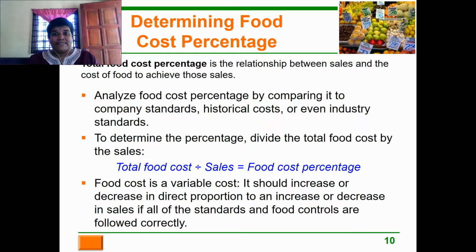So food cost percentage is the relationship between sales and the cost of food to achieve those sales. Food cost percentage is analyzed by comparing it to company standards, historical costs, or even industry standards. To determine the percentage, divide the total food cost by the sales. Very simple. You should get the food cost percentage, how much you spend on the food. Food cost is a variable cost. It should increase or decrease in direct proportion to an increase or decrease in sales if all of the standards and food controls are followed correctly.